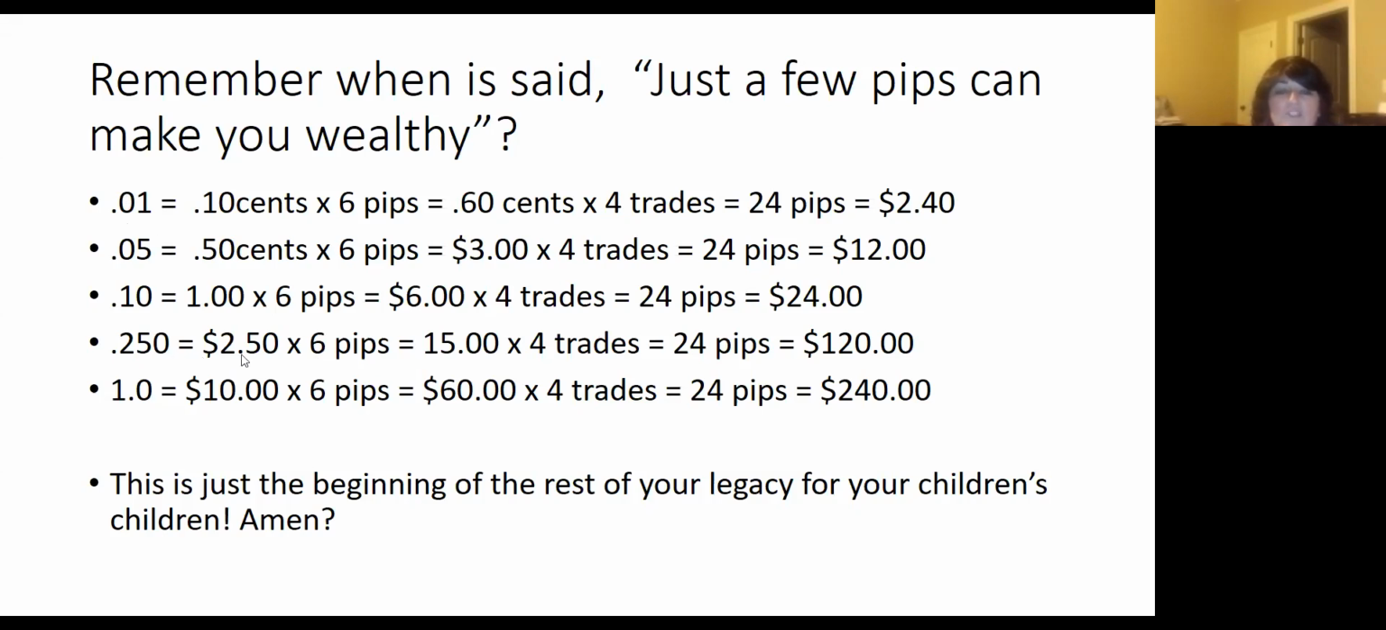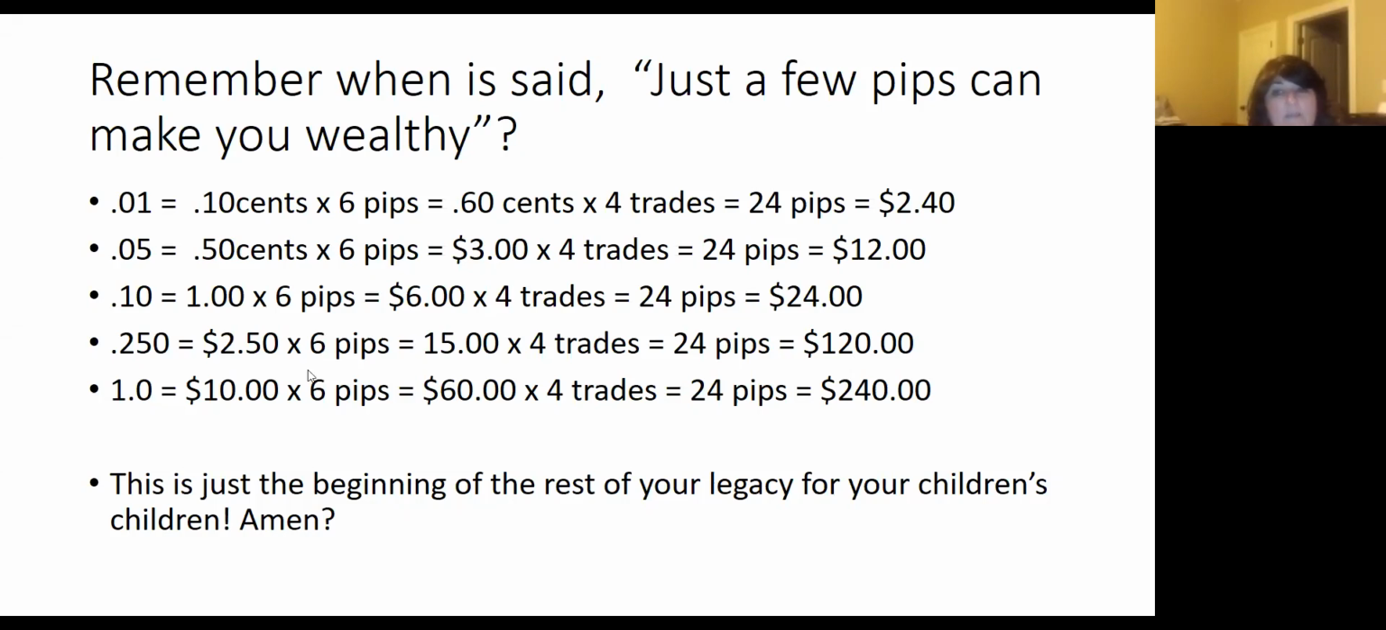All right. So for every pip, I make $2.50, times 6 pips. That's $15. 4 trades, 24 pips is $120. And that's actually a little bit less than what I made this morning when I was trading in London for just an hour or so. Not a bad day, is it? I made about $150, I lost about 30, so I averaged 120 in an hour. Not a bad day. And then I'll trade again tonight.